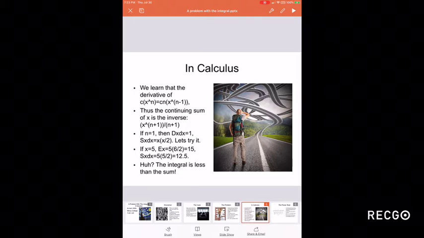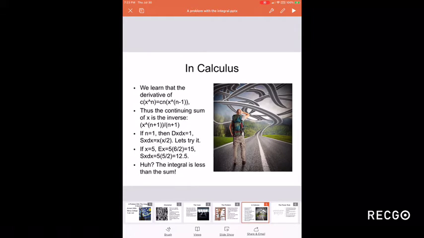Let's try it. x equals 5. The sum of 5 is 15. The integral of 5 is 12 and a half. Huh? The integral is less than the sum.